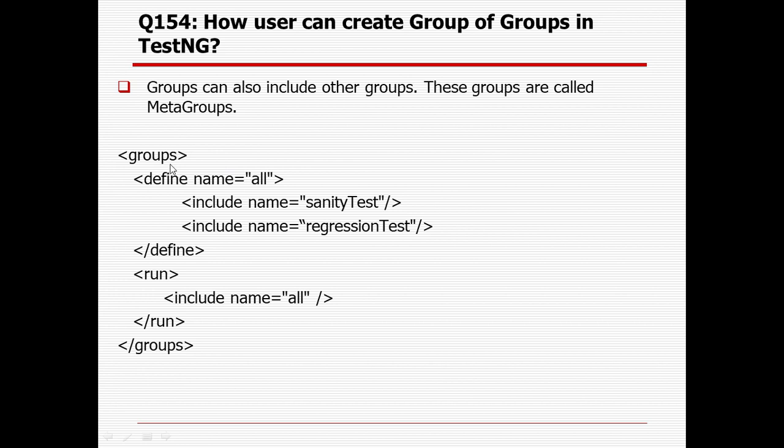In the testng.xml file, first you need to use the groups syntax, under which you need to define name equal to all, and you need to include the group names one by one, right? And you need to close the define tag, and under the run tag you need to include all, so that all will be executed, right? And you need to close the run tag and close the groups tag. So that's how you can create a group of groups in TestNG.